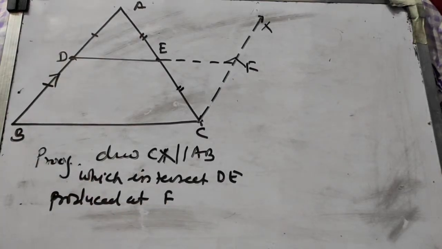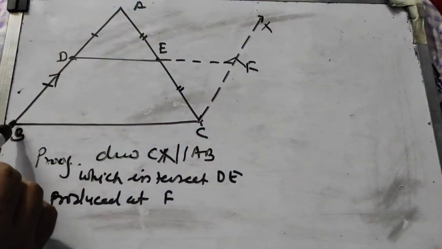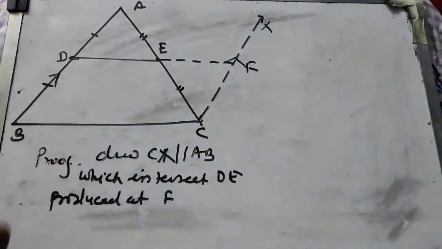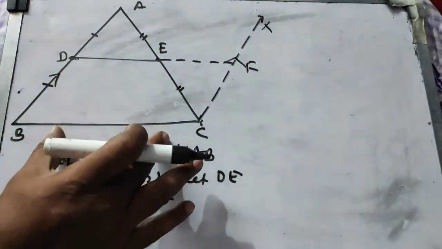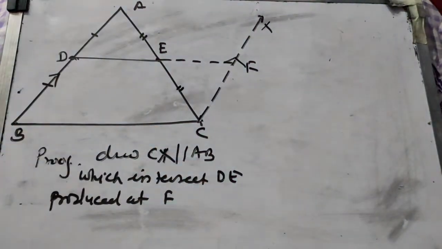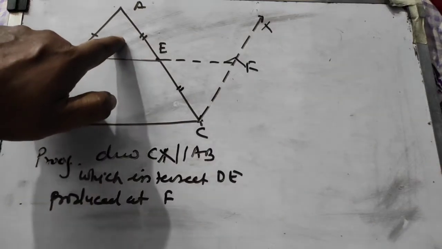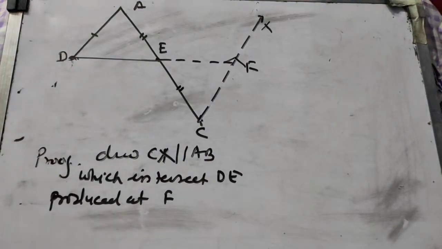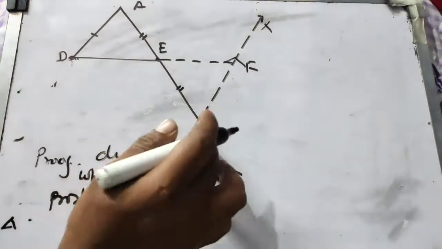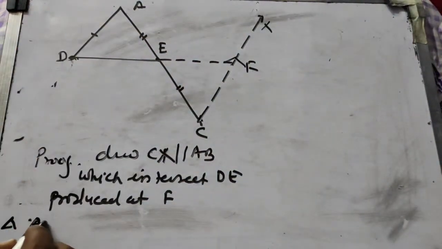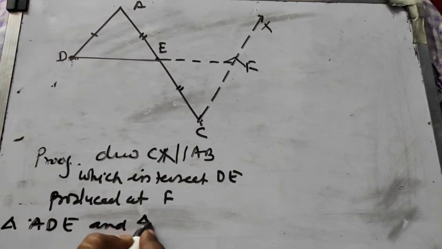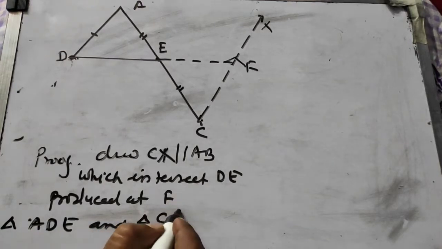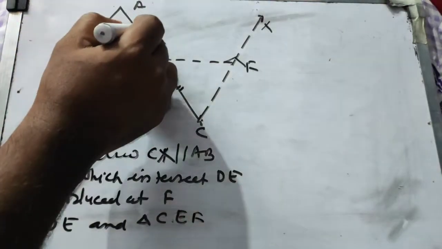At first, if you have to prove that DE is parallel to BC, and if anyhow we manage that BCFD is a parallelogram, then what will happen? Opposite sides are parallel, so we will prove DF is parallel to BC. So the part of DF, that is equal to DE, will be parallel to BC. To do so, at first we will try to make this triangle congruent to this triangle. For your convenience, I am rubbing this portion and trying to make these two triangles congruent. So we will take triangle ADE and triangle CEF.